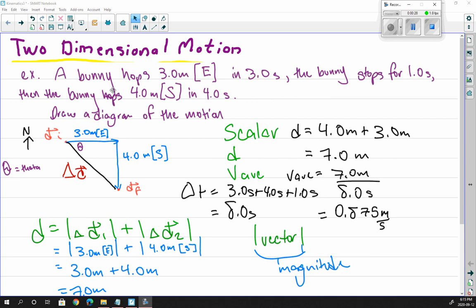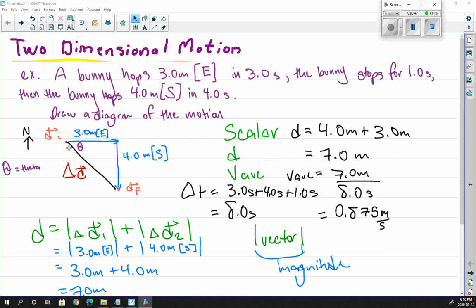So here's our example. A bunny hops 3 meters east in 3 seconds. Then the bunny stops for a second. Then the bunny hops 4 meters south in 4 seconds. Draw a diagram of the motion.